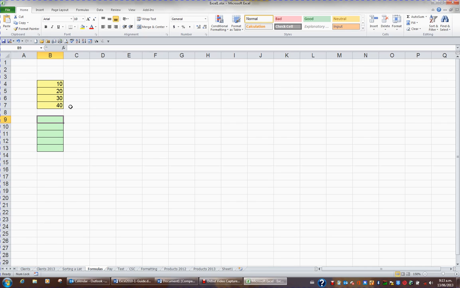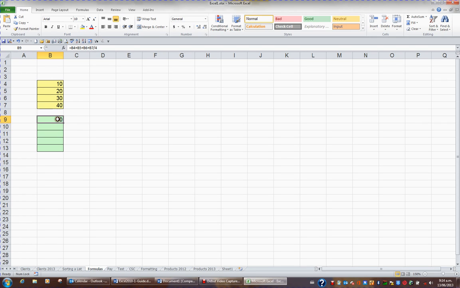So based on what we know so far, I'd probably put a formula that said equals B4 plus B5 plus B6 plus B7 divided by 4. What that would do is go 10 plus 20 is 30, plus 30 is 60, plus 40 is 100, and 100 divided by 4 is 25. When I press enter, I'm then astounded that I get the answer 70.